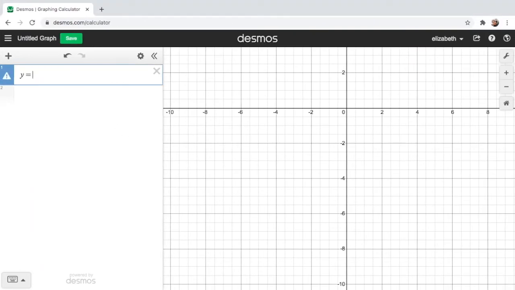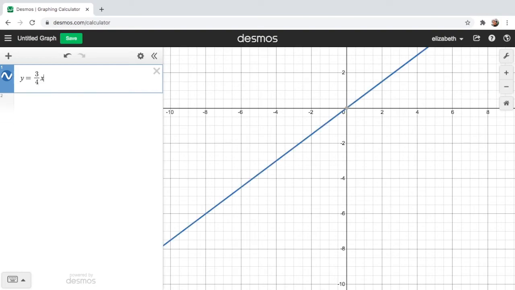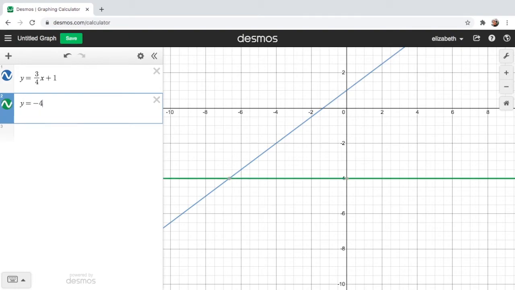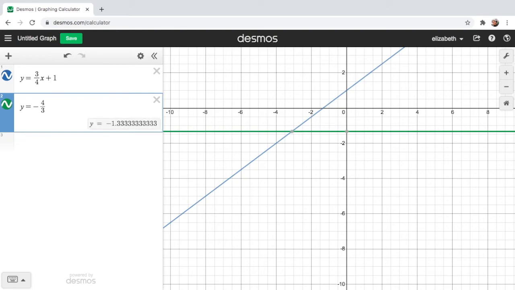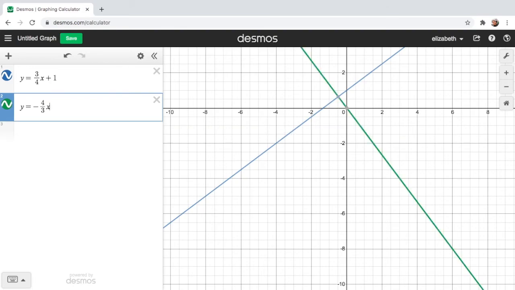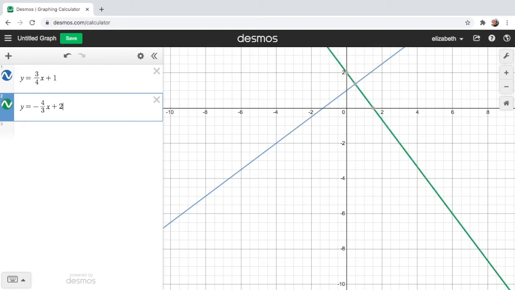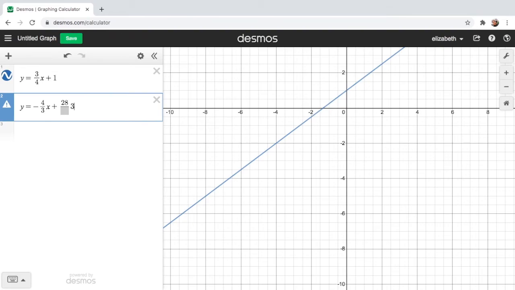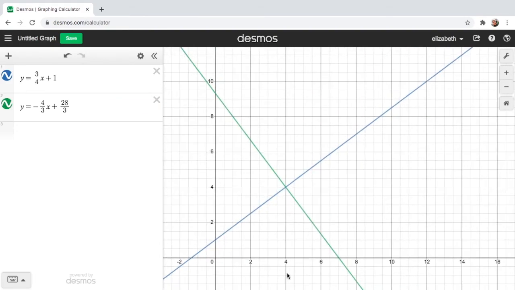So y equals 3/4 x plus 1, and the other one is y equals negative 4/3 x plus 28/3. And there you go. The graph is perpendicular and it forms 90 degrees.